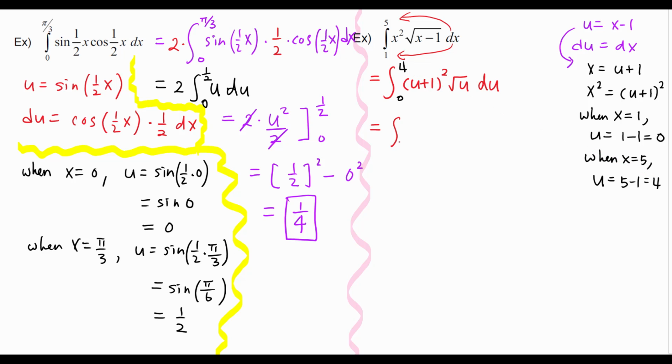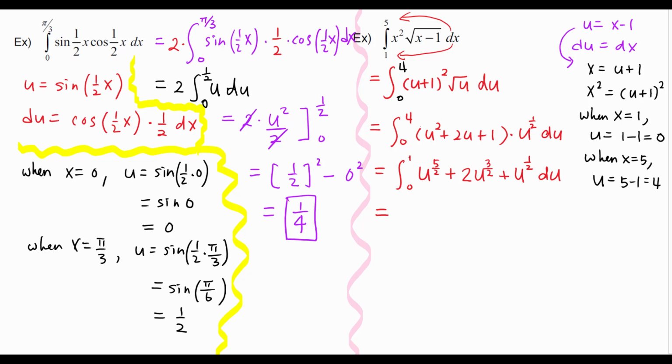So this is the integral from 0 to 4 of u plus 1 squared. I need to multiply that out and then distribute the u to the 1/2 power. So that will be u squared plus 2u plus 1 times u to the 1/2 power du. Distribute them, I get u to the 2 plus 1/2, which is 5/2 power, plus 2 times u to the 1 plus 1/2, which is 3/2, plus u to the 1/2 du, from 0 to 4.